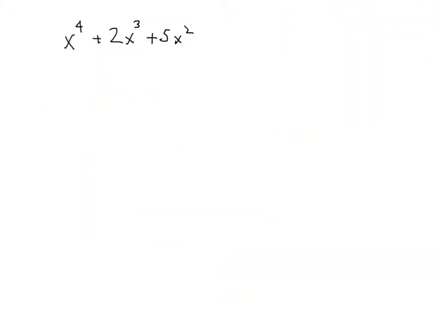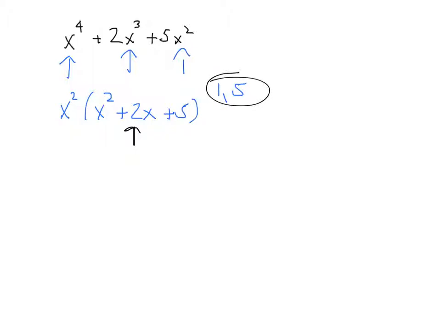And last but not least, we recognize that we have an x to the 4th, an x cubed, and an x squared. I don't see any coefficients that are the same, but I do see that I can pull out an x squared from each of those terms, leaving me with x squared plus 2x plus 5. So I think about my factors of 5, 1 and 5. Is there any way for me to get a 2 from either adding or subtracting 5 together somehow?